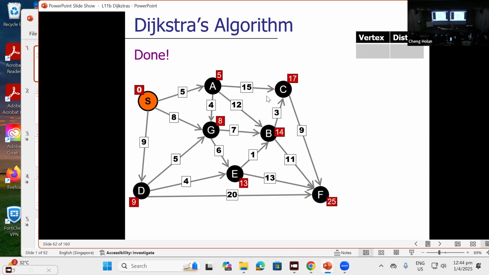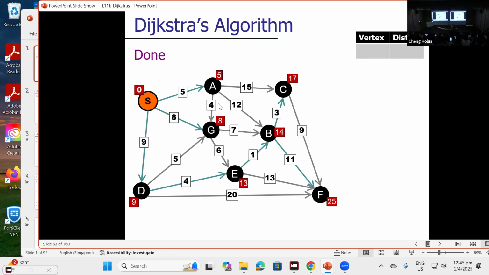And ta-da, all these red numbers are the estimated distances before they left the priority queue. And we claim that these are the estimated distances. Okay? So don't worry if you're still a bit not sure. We are going to do this exercise next week in the tutorial, okay?